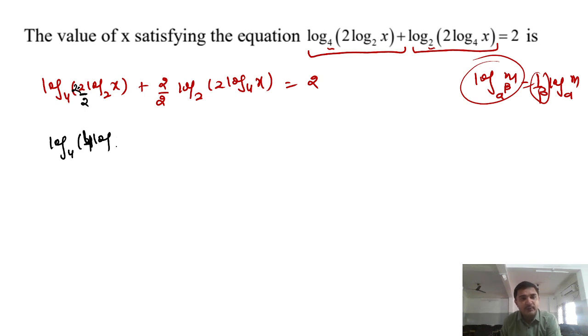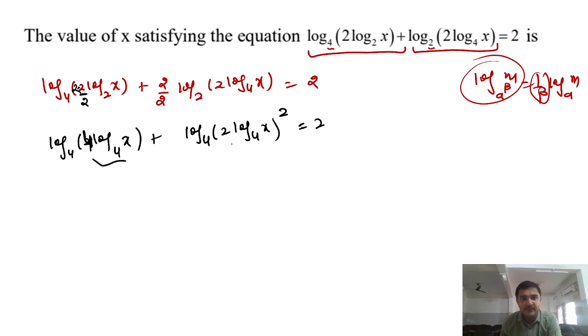This 1 by 2 will be moving inside, we'll be getting base 4x, right? Plus 2 times this 1 by 2, again if it is moving inside, what will I be getting, tell me? Log base 4 of 2 log 4x. This is what we are going to get. Tell me, yes or no? In that case, you people help me out here. This 2 we can write as the power of this. Yes or no?